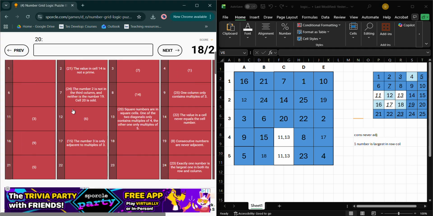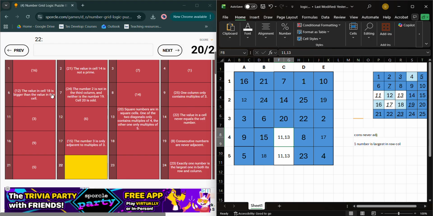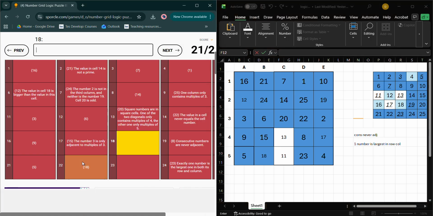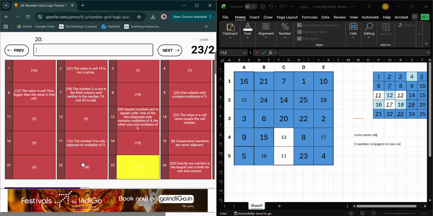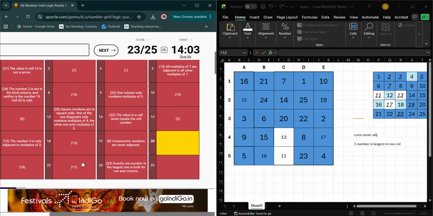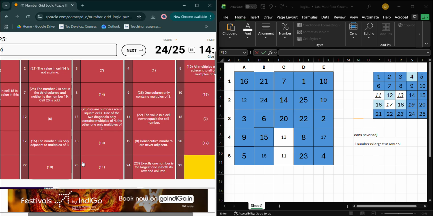Start from the top, we got a 16 there, then a 12 below it. That gives us this. The value of cell 18, which is this one, is bigger than the value in this cell. So bigger than a 12. Here, so that must be a 13 and an 11. So now we've got everything, we can just put it in. So in that spot we've got an 18. This spot we've got an 18. That spot we've got a 13 and 11. And here we've got a 17 and a 4. There we are.